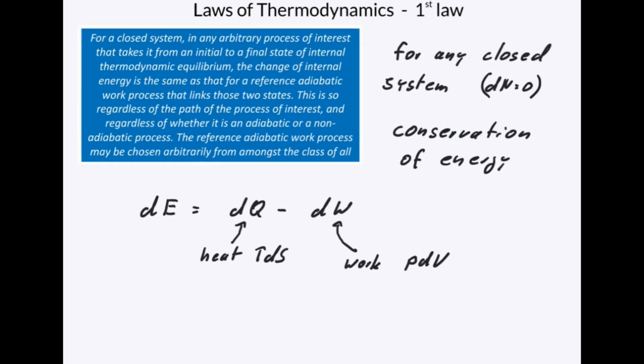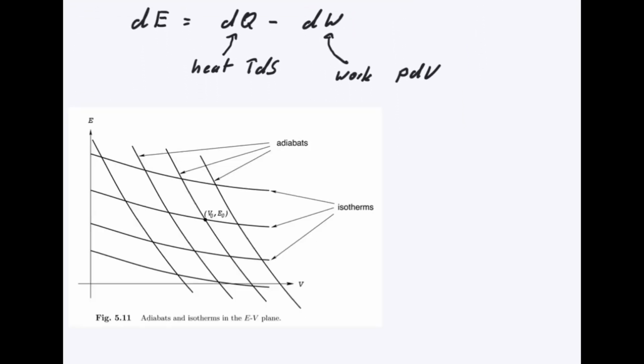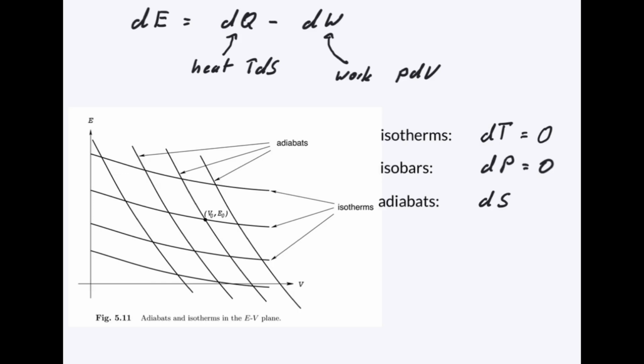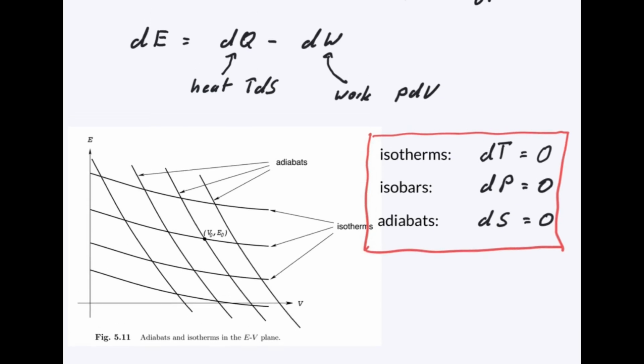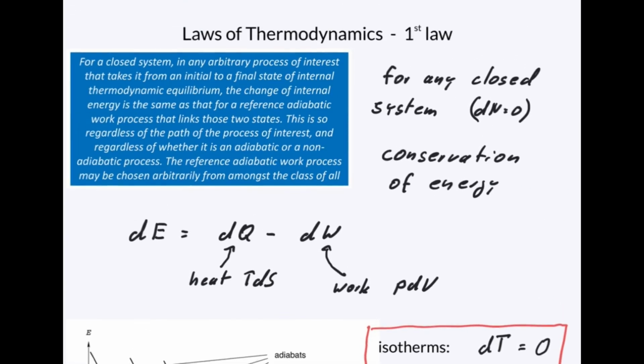Now in this graph you see various processes you can think about in the energy versus volume plot. You can transfer a system from one state to the other, for example, at a constant temperature. That means dT is equal to 0, and these processes are called isotherms. You could also hold the pressure in the system the same. dP equal to 0, those are called isobars. Or you can keep the entropy constant, dS equal to 0, and those processes are called adiabatic processes. Hence, the first law of thermodynamics describes the conservation of energy.